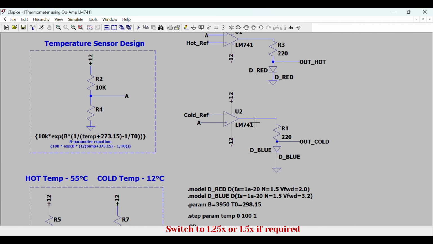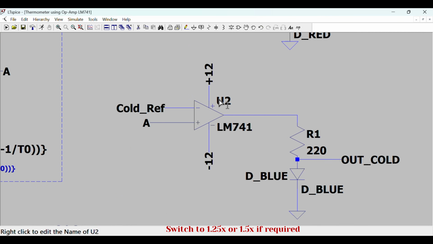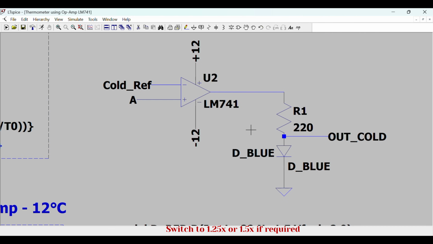Then coming to the cold comparator operation, now let us look at U2. The non-inverting input receives node A. The inverting input receives cold reference. At low temperatures, node A is greater than 7.71 volts. Therefore, the output becomes positive. As temperature increases, node A decreases below the cold reference voltage. The comparator output switches to negative saturation. The blue LED turns off. Therefore, the blue LED indicates cold condition.